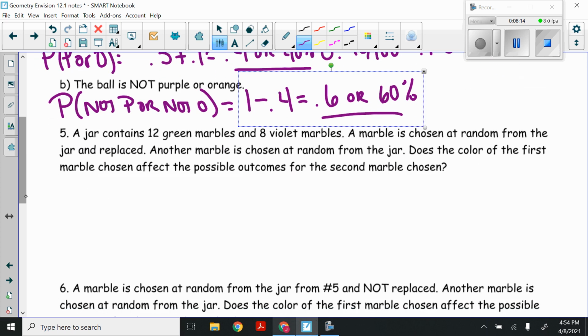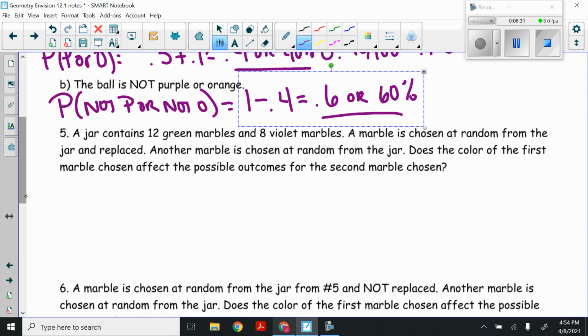Number 5. A jar contains 12 green marbles and 8 violet marbles. A marble is chosen at random from the jar and then replaced. Another marble is chosen at random from the jar. Does the color of the first marble chosen affect the possible outcomes for the second marble chosen?